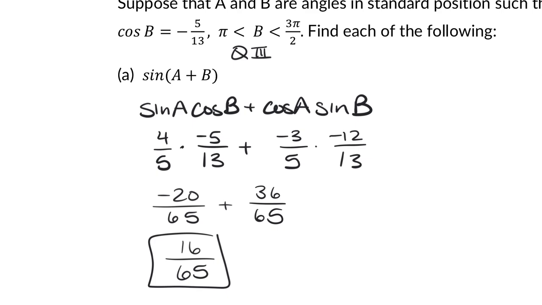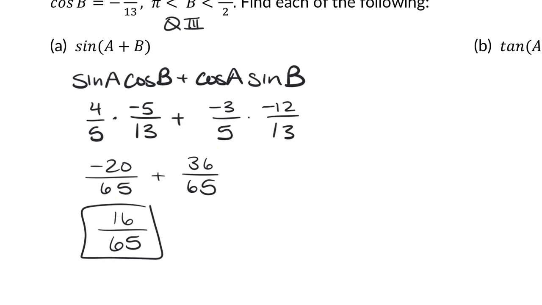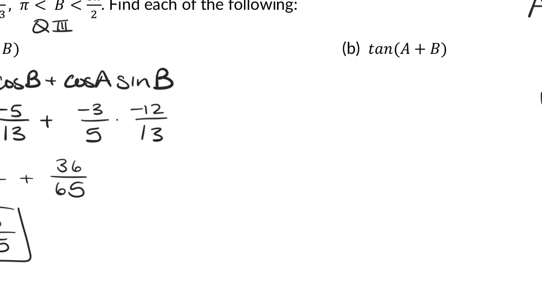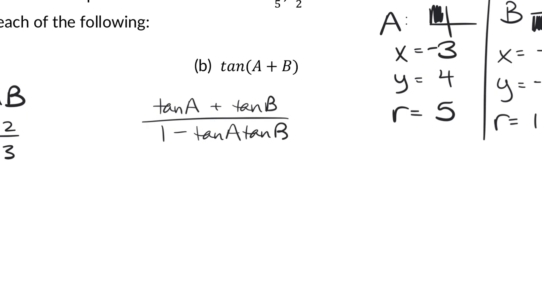Now don't flip it yet. We still got one more on this page, because I also want to know the tangent of A plus B. So we need the formula for tangent. This is the tangent of A plus the tangent of B, all divided by 1 minus the tangent of A times the tangent of B.